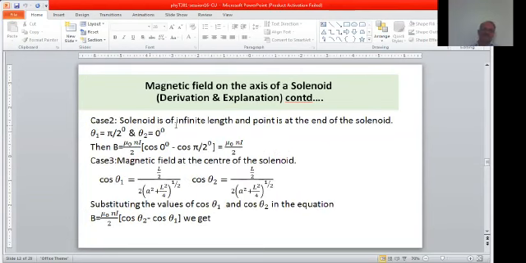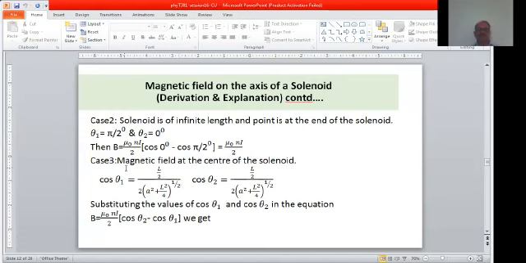Next, another case: the solenoid is of infinite length and the point is at the end of the solenoid. So here we are shifting the point to any one end of the solenoid. At that time, what happens? Suppose the point is shifted to the left end, then theta 1 becomes 90 degrees and theta 2 becomes equal to 0. Substitute these theta values in the magnetic field induction equation like this, and here cos 0 is 1, but cos of 90 is 0, so the second term goes to 0, and the remaining is mu naught n I by 2. So this is the second case.